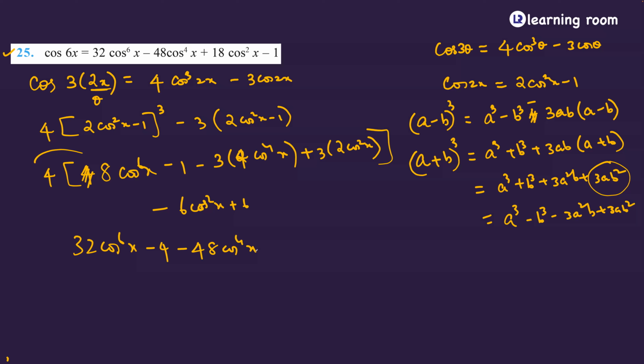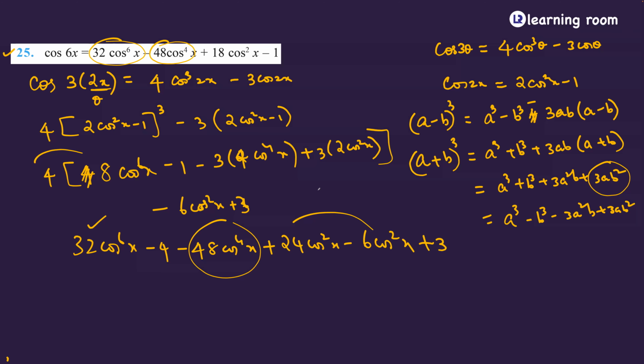3 into 2, so plus 24 cos square x. Okay. So minus 3 into minus 1 is plus 3 actually. So 32 cos power 6x, we got it. Minus 48 cos power 4x, we got it. This will be 18 cos square x. Minus 4 plus 3 is minus 1. We got this done.